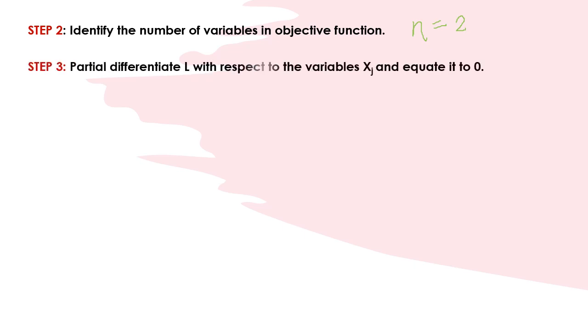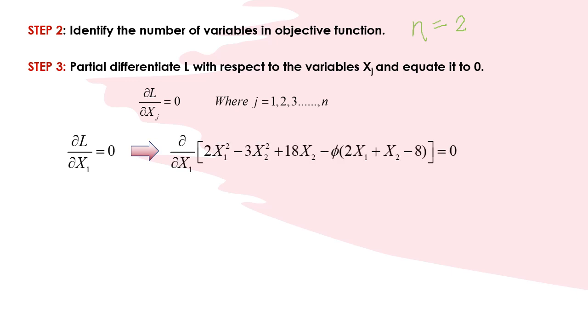Next, step 3. I have to partially differentiate my L with respect to the number of variables, which means I have 2. So dou L by dou x1 equal to 0, I have to equate it. Similarly, dou L by dou x2 equal to 0. The first one, dou L by dou x1 is equal to 0. When I partially differentiate this with respect to x1 and equate it to 0, I will get 4x1 minus 2phi is equal to 0. Let me consider this as the first equation.